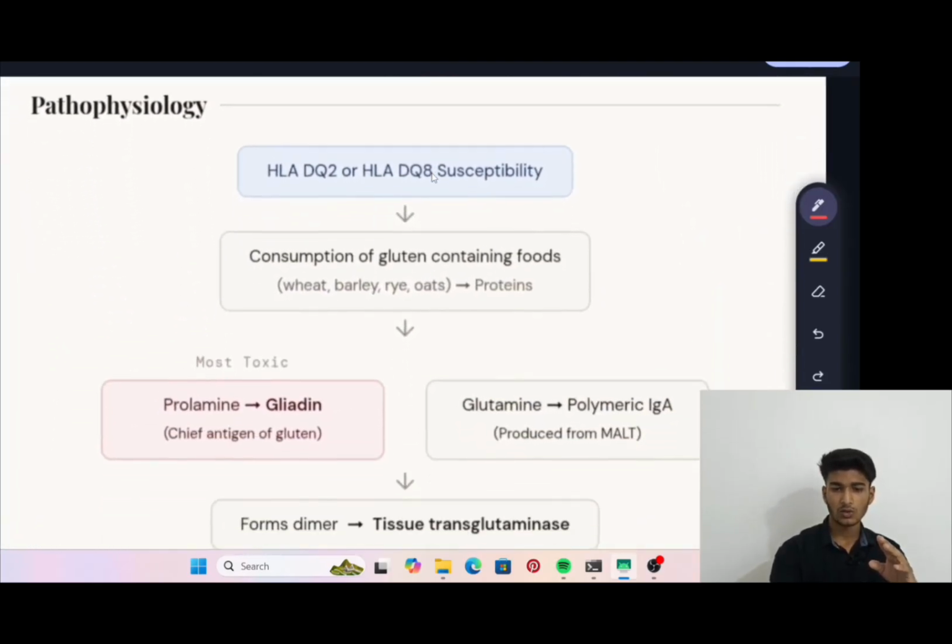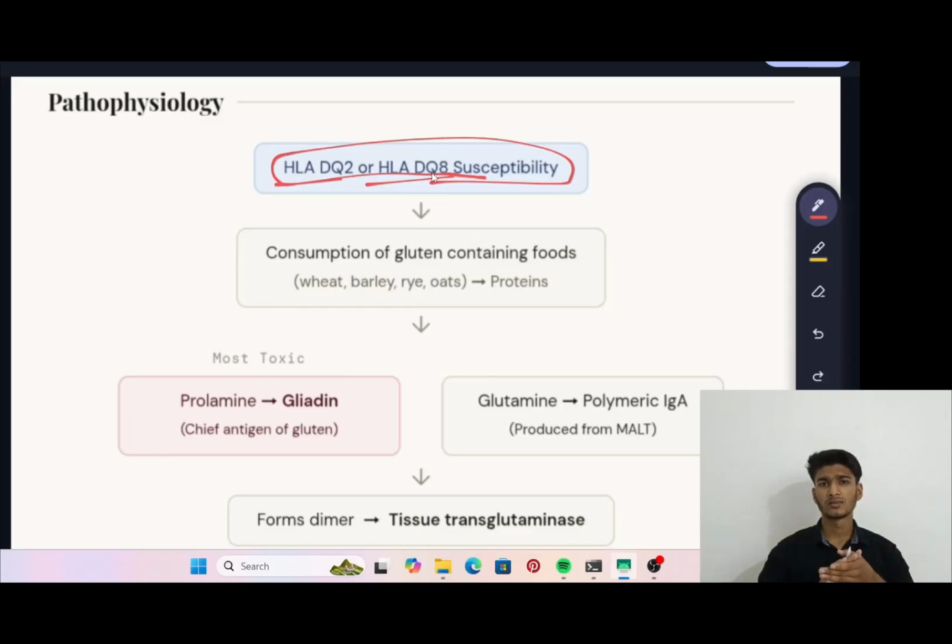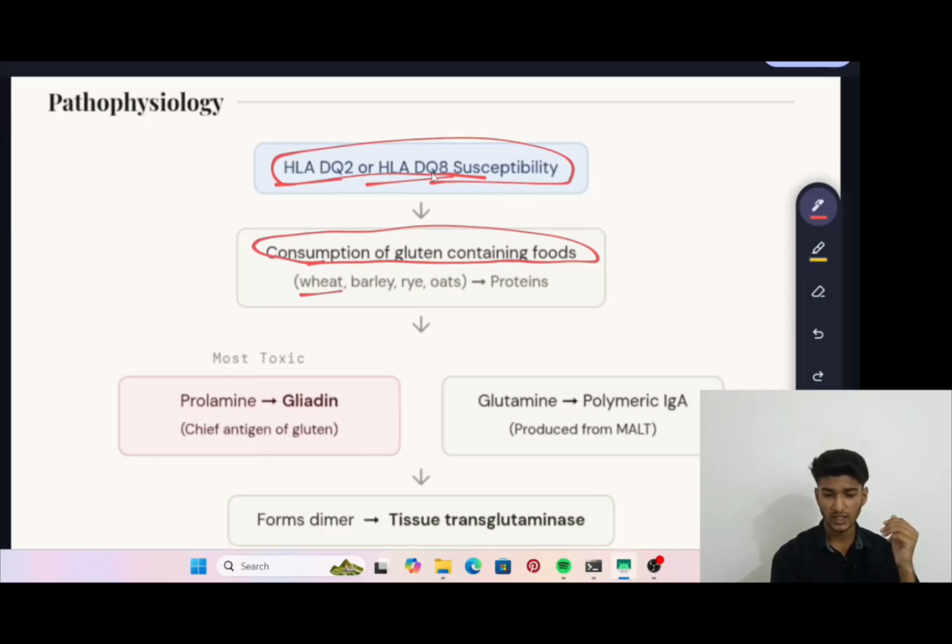Pathophysiology. So first of all, we'll consider the HLA-DQ2 gene and DQ8 gene. These are present inside the individual. These genes are like a loaded gun. I'll tell you, it's very terrible. And whenever you consume gluten in the food, what are the gluten-rich foods? That is wheat, barley, rye, oats. Whenever this gluten gets inside your body, it will act as the trigger for this loaded gun. And this gluten is toxic. This will cause dysfunction of the small intestinal mucosal layer, and everything will be destroyed.